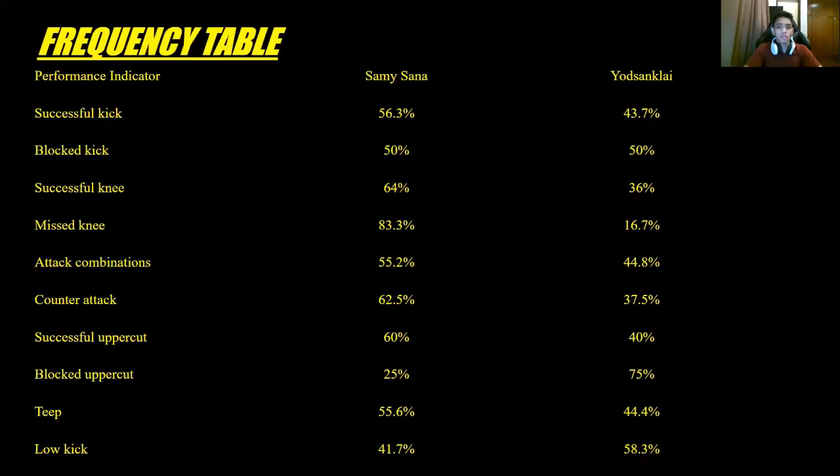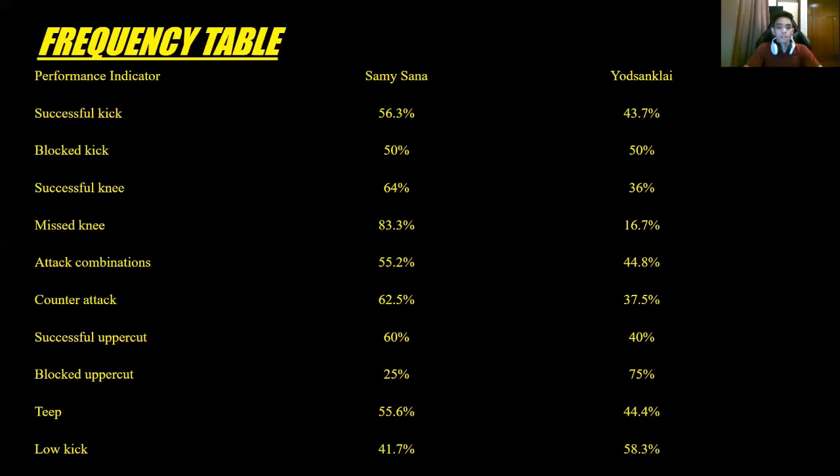So, moving to tip. Tip is usually hard in kickboxing, but for this match, tip for Semi Sana was 55.6%, more than Yod Sang Klai with only 44.4%. This shows that height still matters. It gives more advantage to Semi Sana to attempt more tips against Yod Sang Klai.